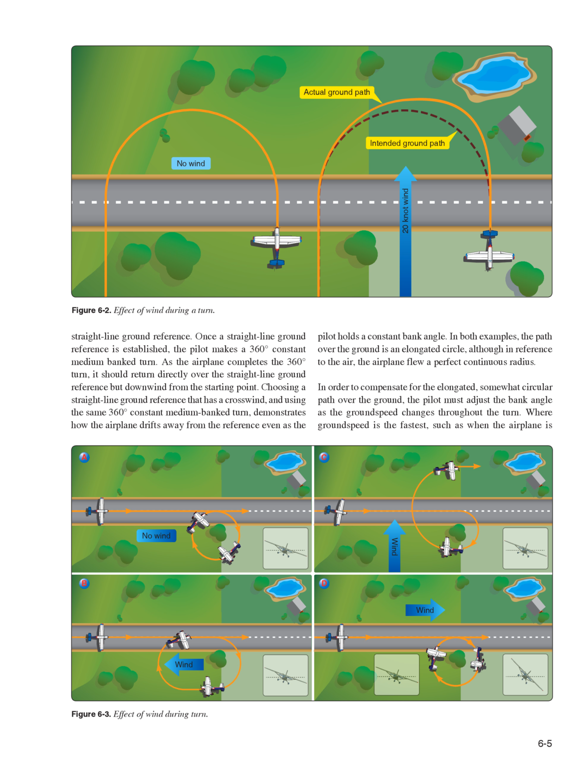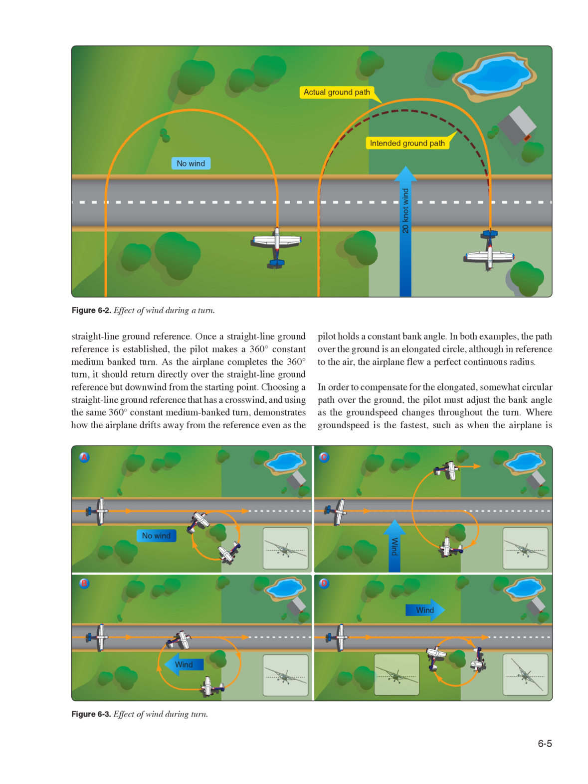from the starting point. Choosing a straight line ground reference that has a crosswind, and using the same 360 degrees constant medium bank turn, demonstrates how the airplane drifts away from the reference even as the pilot holds a constant bank angle. In both examples, the path over the ground is an elongated circle, although in reference to the airplane it flew a perfect continuous radius. In order to compensate for the elongated, somewhat circular path over the ground, the pilot must adjust the bank angle as the ground speed changes throughout the turn.